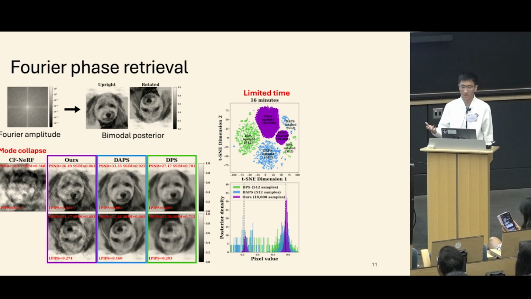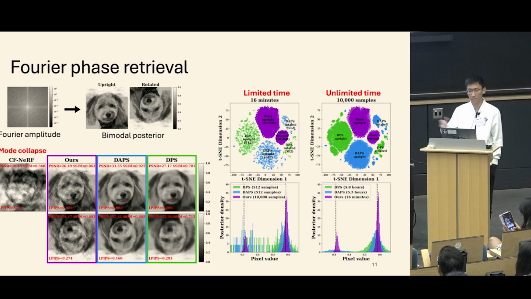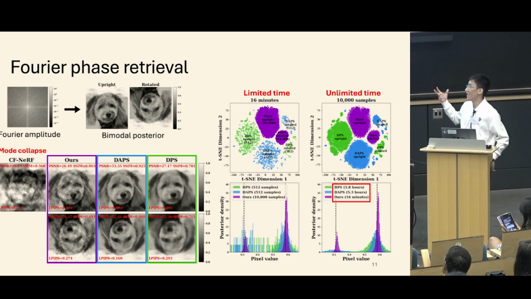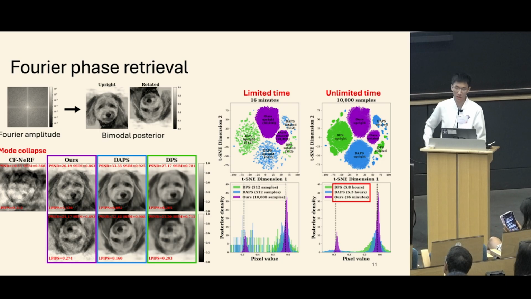However, if you give all the methods unlimited time and let them generate 10K posterior samples, all the methods will give you this very nice bimodal posterior, but note that these diffusion samplers will take more than 5 hours to do this. And one weakness I do want to flag about our method is that we tend to estimate very narrow distributions, as you can see here. That means we're very confident in our reconstructions. Although if you zoom in closer, you can see our mean is actually slightly off the true values shown by these vertical dashed lines.